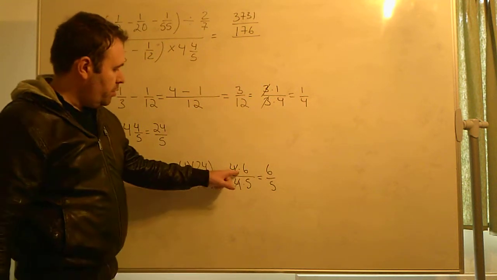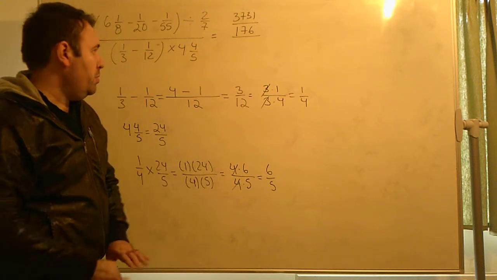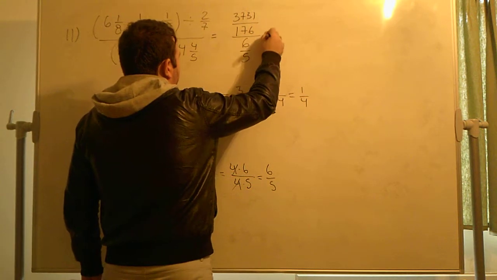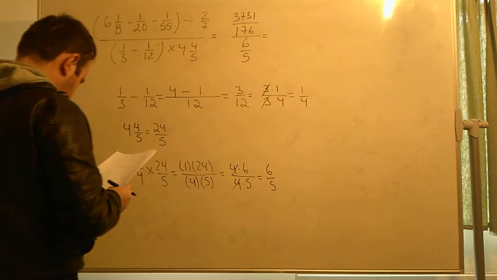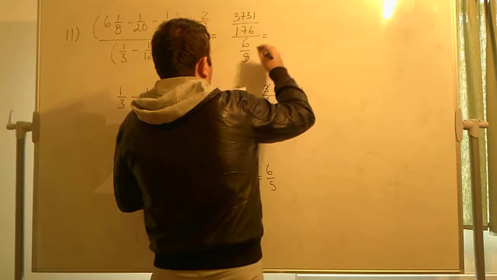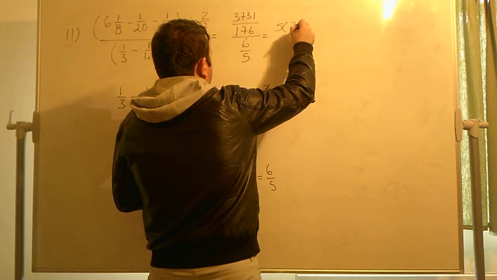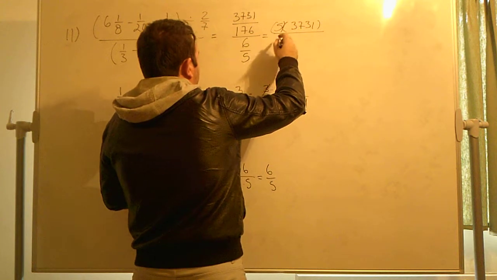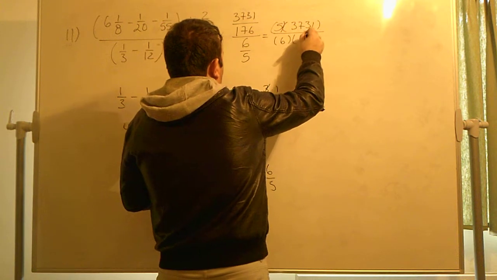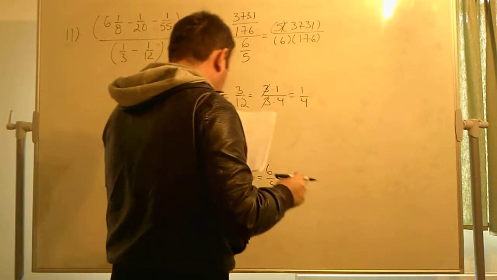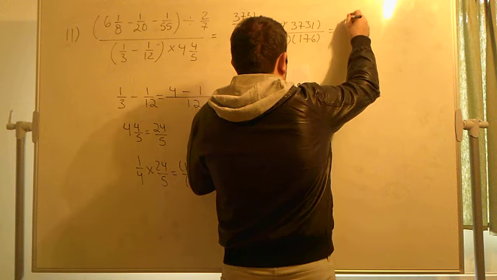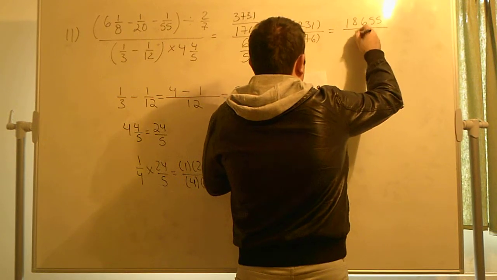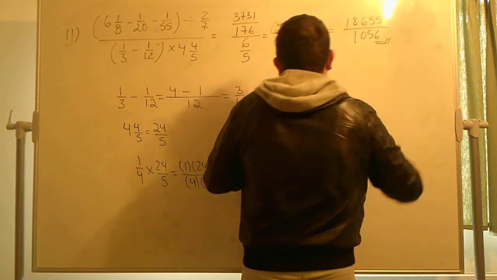By the way, using this point instead of brackets is the same thing, okay? So don't get confused. So then we will need to divide this by 6 fifths, okay? So we multiply the extremes and we would have 5 times 3,731 divided by 6 times 176. And then the final result will be 18,655 divided by 1056. And this would be the final result.